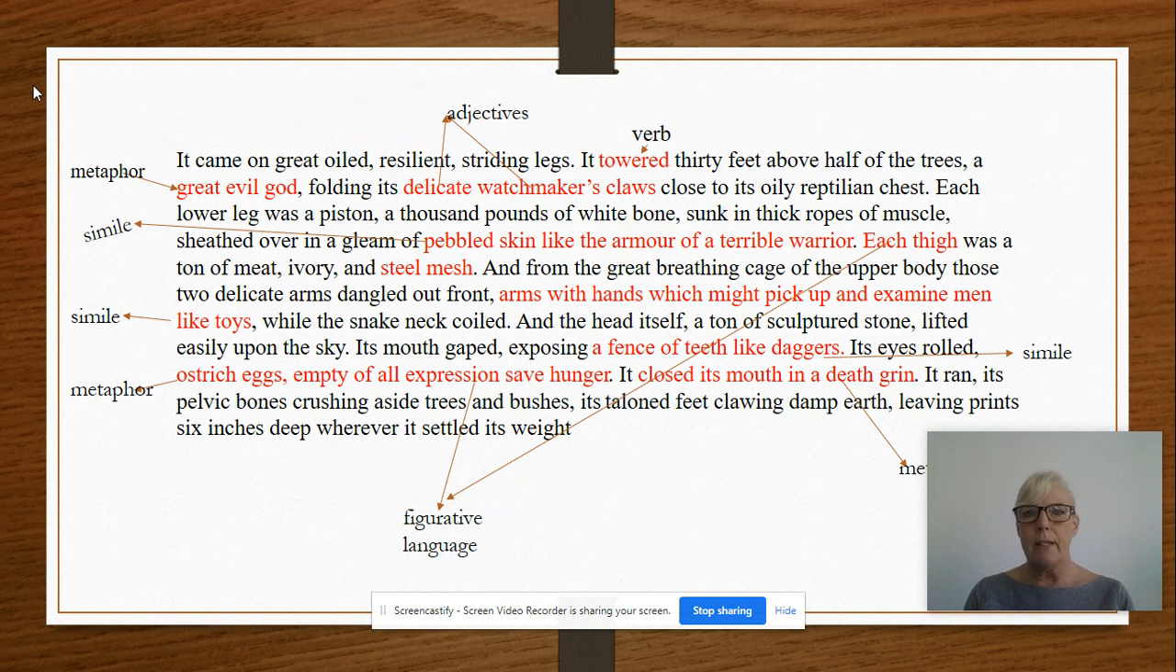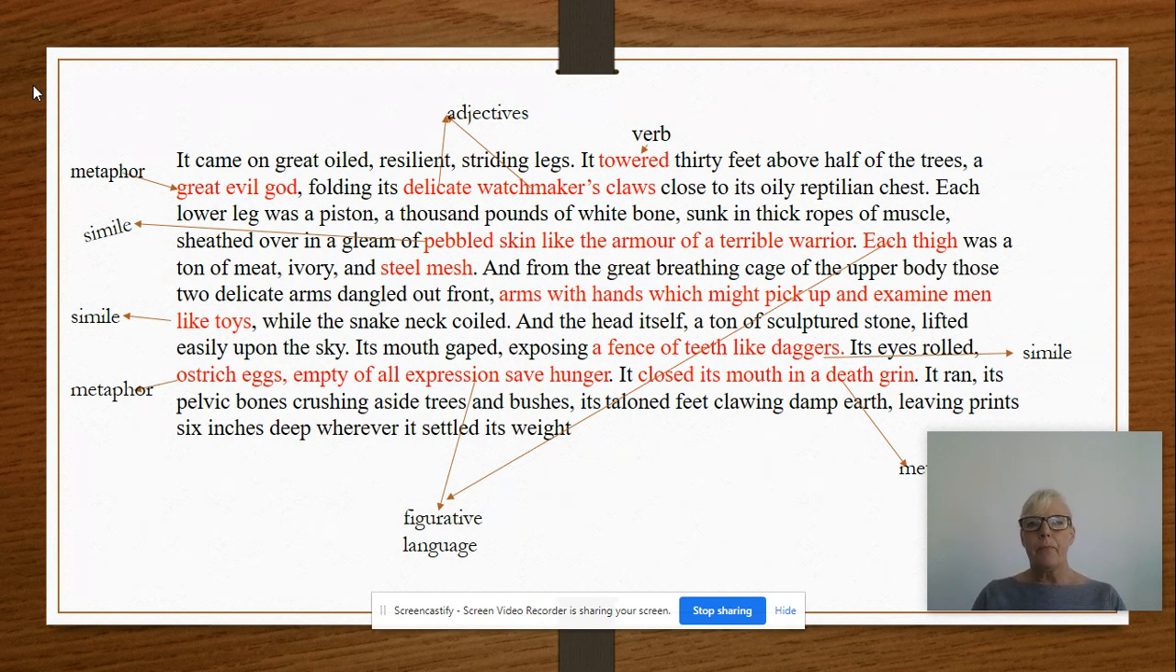I've chosen offensive teeth like daggers, metaphor. So we've got offensive teeth, so there's our metaphor, but like daggers is a simile. So we've got that one there. Metaphor with the ostrich egg eyes, so it's eyes rolled ostrich eggs, so that gives me a sense of the size of those eyes, empty of all expression save hunger. A bit more figurative language there.